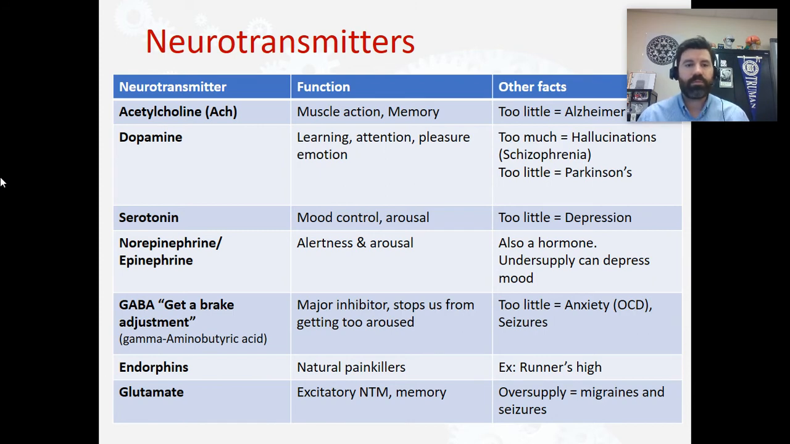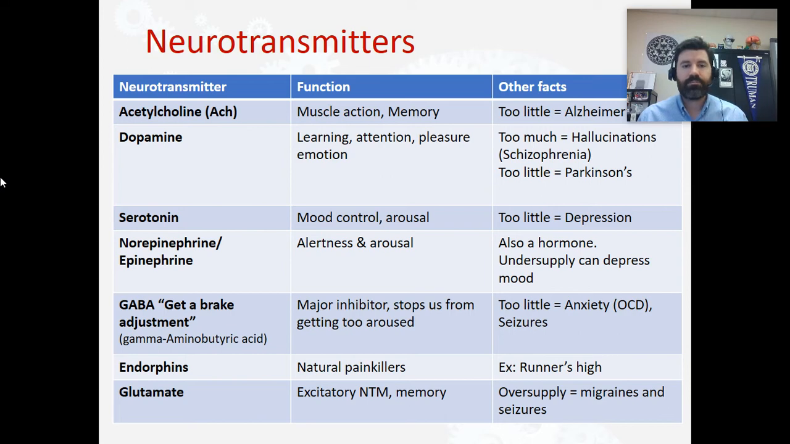Acetylcholine, an incredibly popular neurotransmitter that the AP exam likes to ask about. Acetylcholine really does two big things. It helps us with muscle action, your ability to walk across the floor, to throw a baseball. That's all acetylcholine. And also learning things and memory. When your muscles contract, that's because acetylcholine is being released in synapses. And if you don't have enough acetylcholine, the result can be Alzheimer's disease.